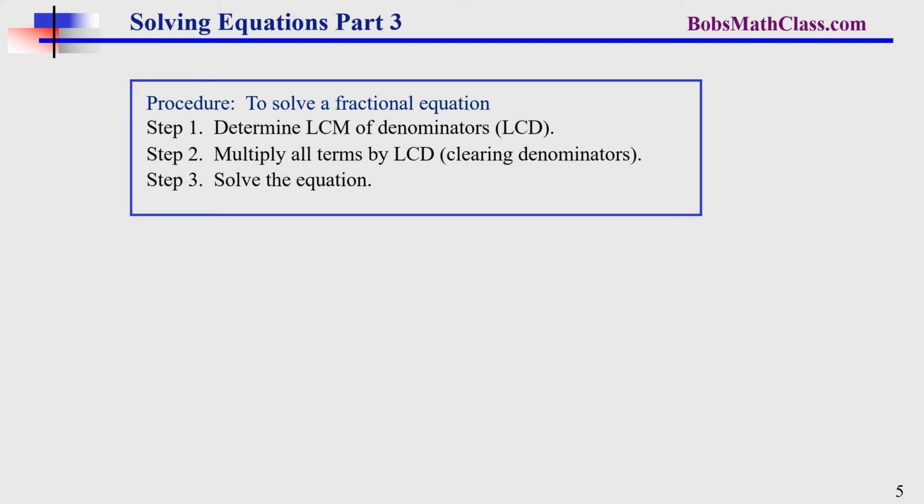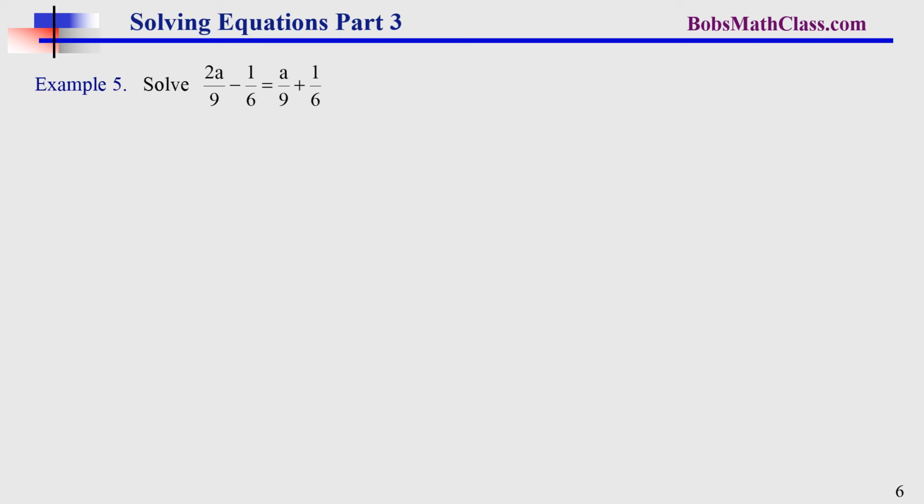So we're going to get rid of the denominators. Sometimes people want to get the denominators to be the same. That's in a later section, a different topic. Here, we want to get rid of the denominators. Okay, here's our first problem. What is our LCD for the denominators? That's our first step. For 9 and 6, the LCD would be 18.